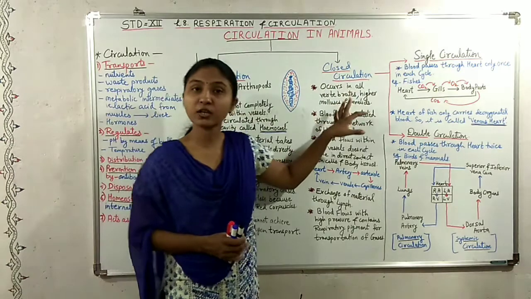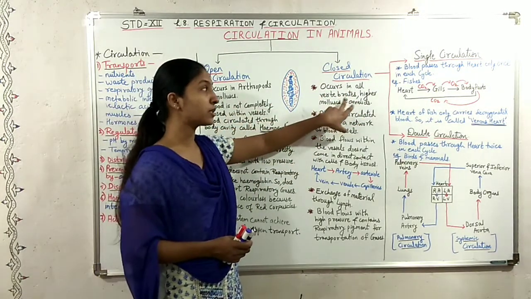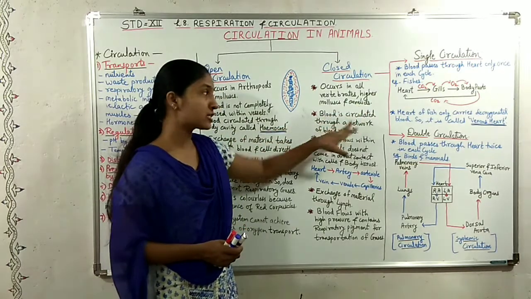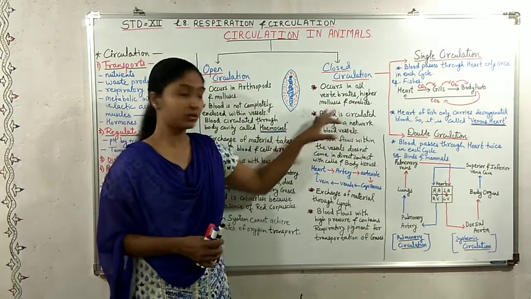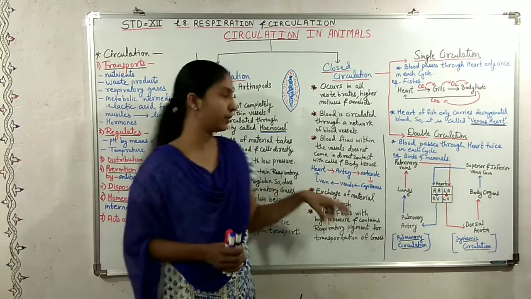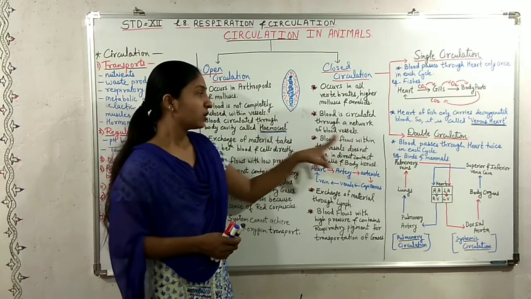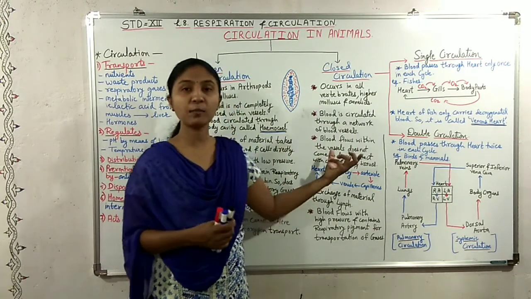Whereas the closed circulatory system is seen in the vertebrates, higher mollusks and annelids. In this system, there is a network of blood vessels through which the blood is circulated throughout the body. Here exchange of materials takes place through the blood vessels.